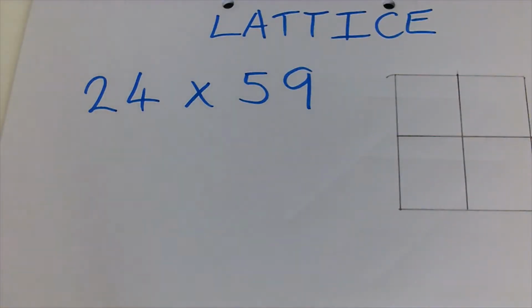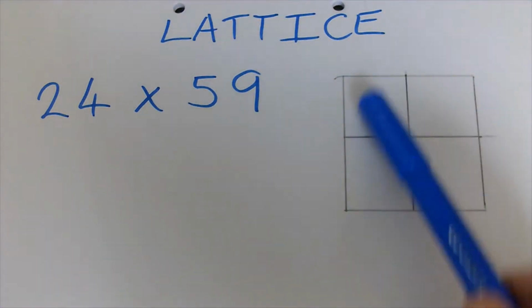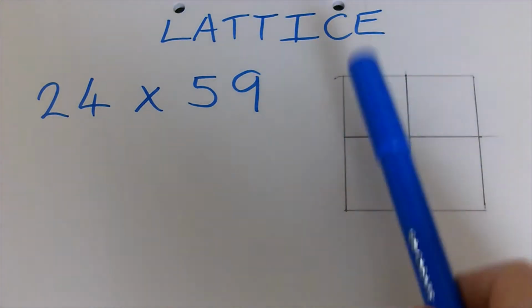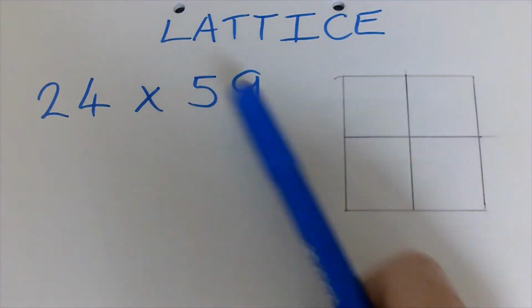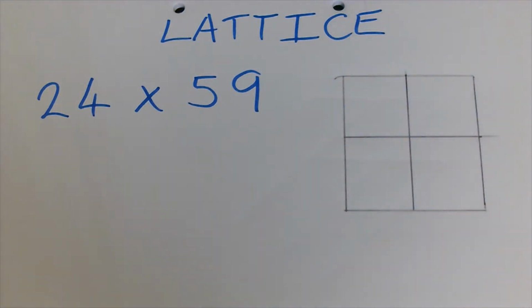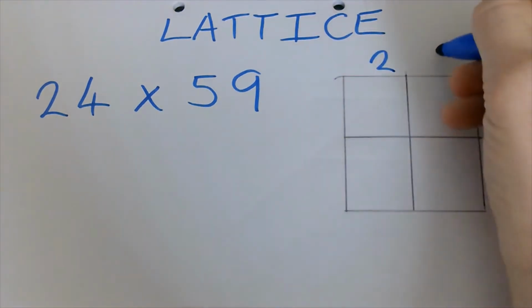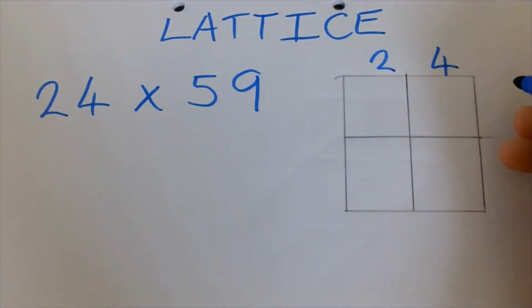Right, so the lattice method starts off very similar to the grid method. We start off by drawing a little grid here. It needs to be wide enough for the amount of digits in each number to be split up into tens and units, or hundreds, tens and units. So for our example, we have two digit numbers, 24 and 59, and then we will separate the 24 into 2 and 4, and we'll separate the 59 into 5 and 9.